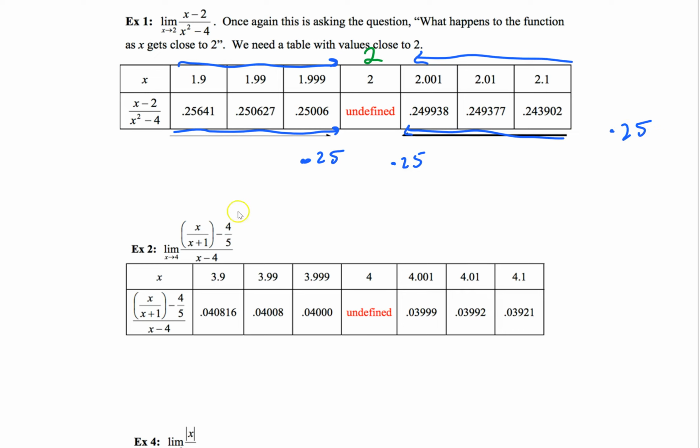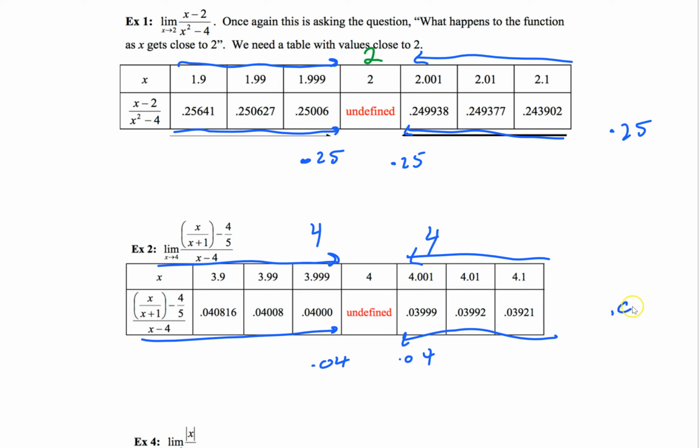Same idea here, right? Look at this ugly mumbo jumbo. Who cares? As you get close to 4 from the left, what's my graph doing? Looks like 0.04. As you go this way, maybe 0.05, but whatever. From the right, look what my graph's doing: 0.03, 0.04, looks like it's going toward 0.04. They match. That's your limit. So it's kind of the same idea. Look at it from the left side, look at it from the right side. If they match, that's your limit. Again, limit doesn't care what's happening at the actual value. It has to get close to what's going on.